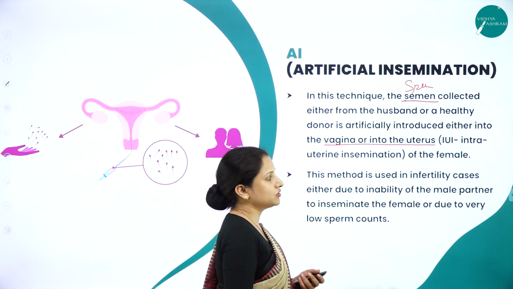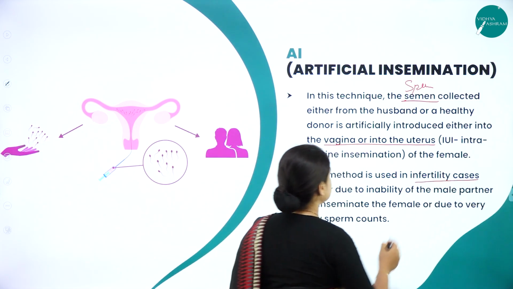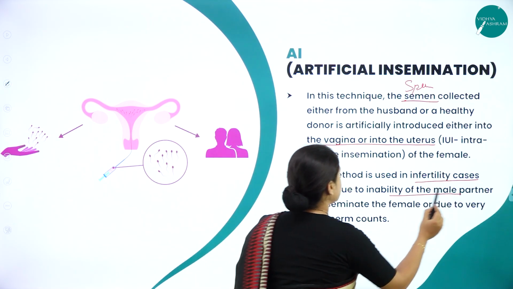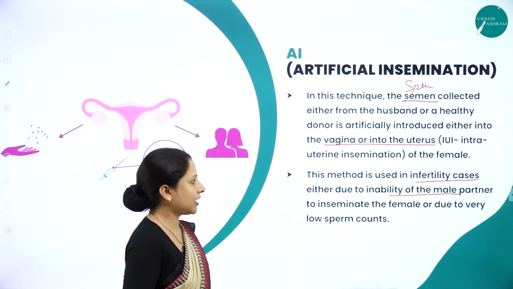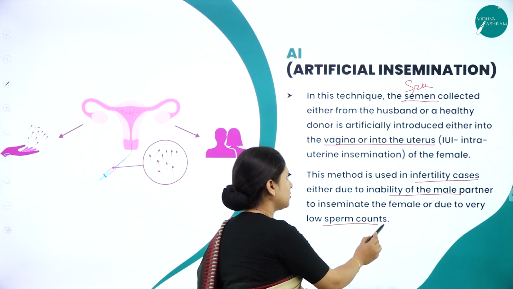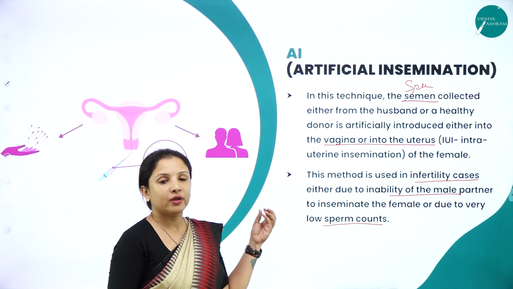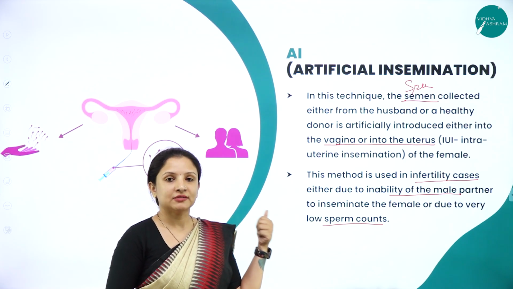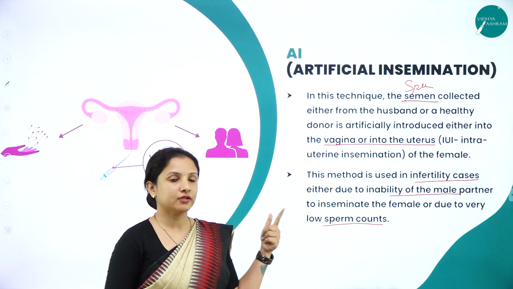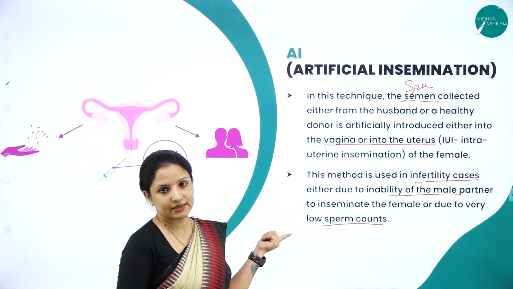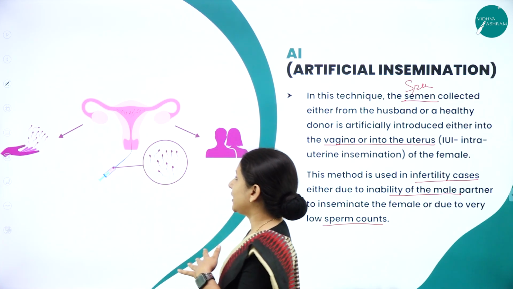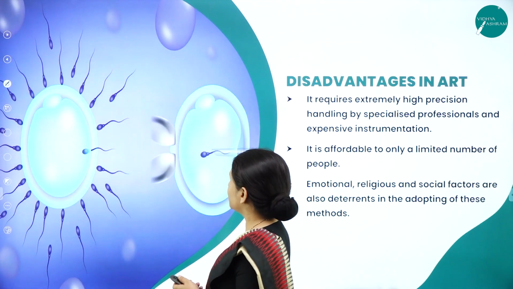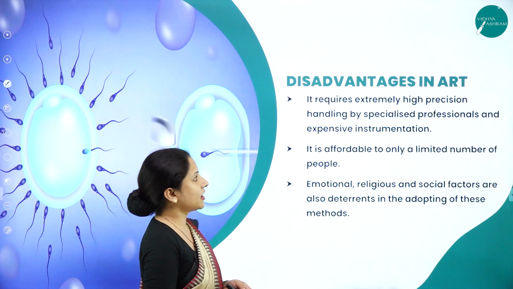This method is used in infertility cases when the male partner is unable to inseminate the female partner due to very low sperm count. So this also can be done when the sperm counts are low. Either they can go in for intracytoplasmic sperm injection, or they can go in for artificial insemination. So this is about artificial insemination. Next we'll talk about the disadvantages in ART.